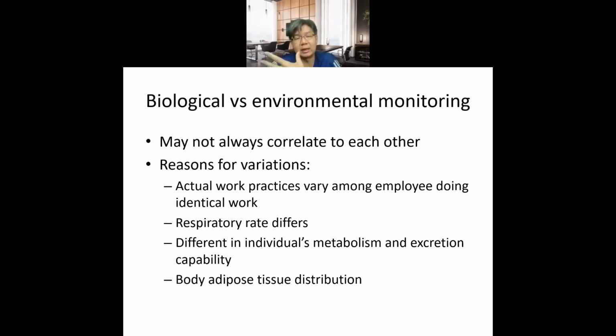And some people might have existing illness like fatigue, hypertension, and other chronic diseases. Some people are fatter, some thinner, etc. So all these affect absorption and excretion of chemicals in our body. So that's why even though everybody is exposed to the same level of chemical, not everybody gets the same absorption of the chemical.